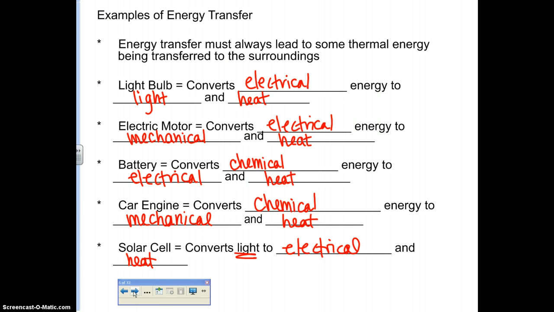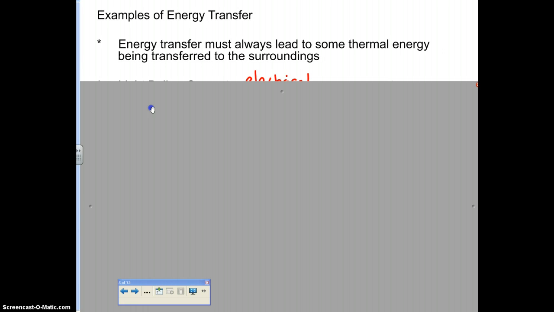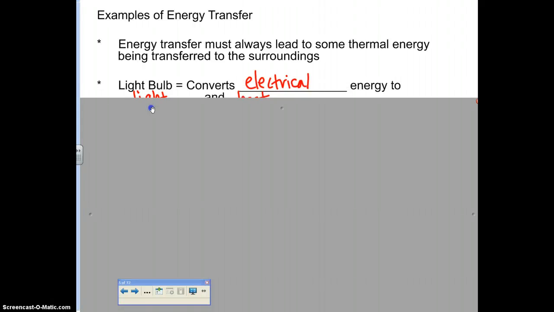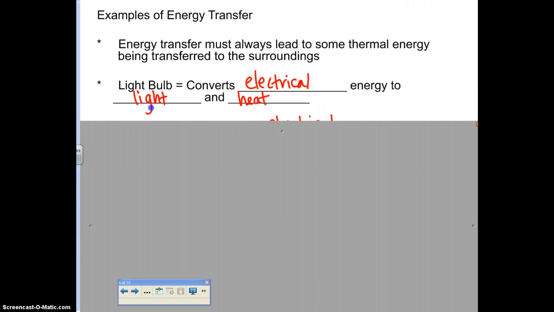Examples of energy transfer. So I want you guys to try some of these out. Let's see how many we know. Energy transfer must always lead to some thermal energy being transferred to the surroundings. So think about a light bulb. A light bulb is going to convert electrical energy into what two forms of energy? Electrical energy is going to be converted into, well, what happens when that light bulb turns on? You get light and heat.